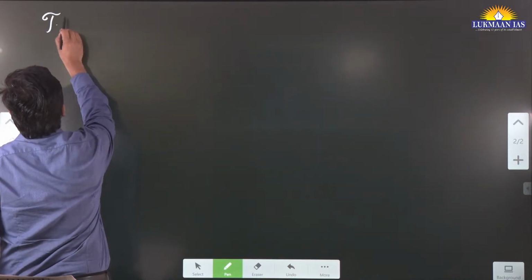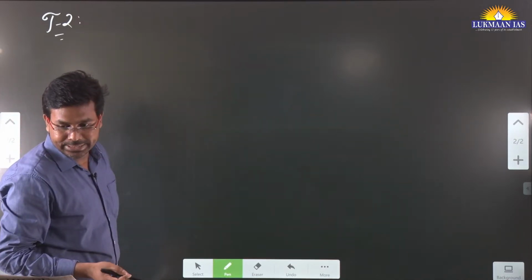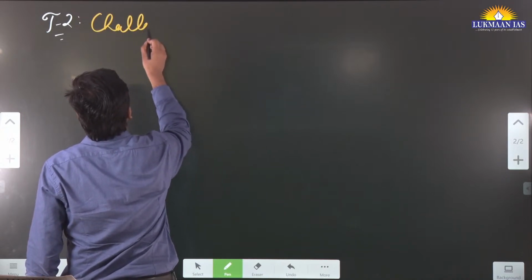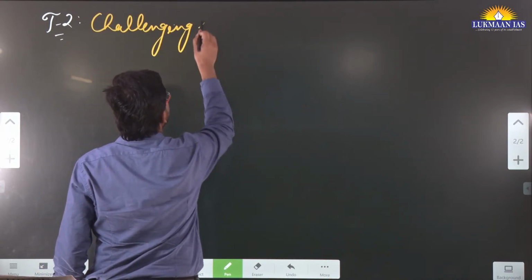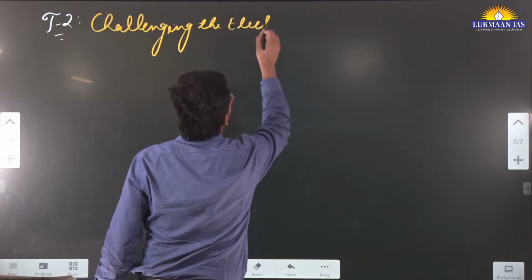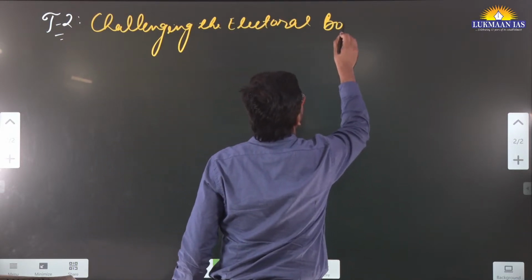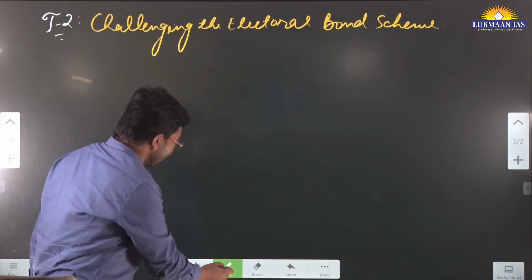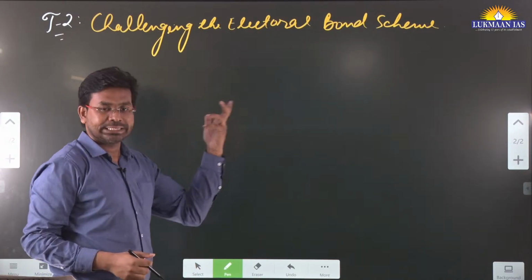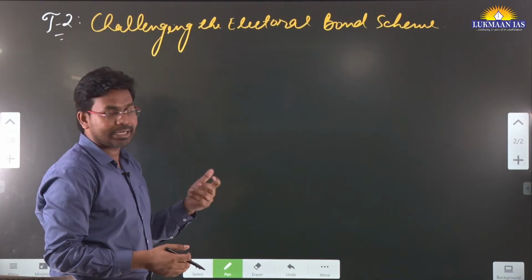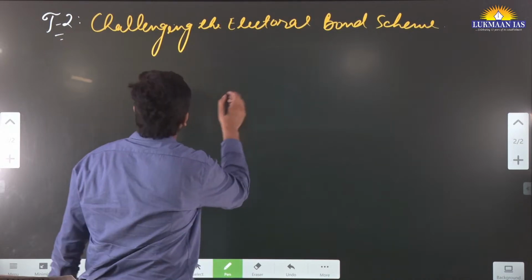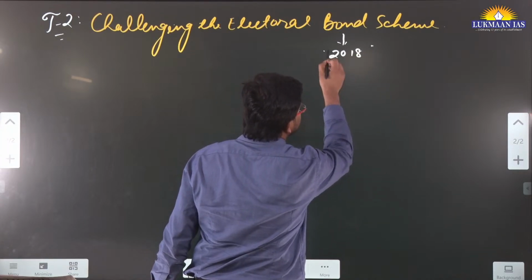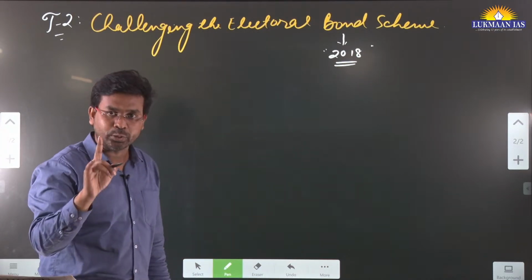So now we are discussing topic number 2, and the name of the topic is challenging the electoral bond scheme. So what do we mean by electoral bond scheme? What is an electoral bond? This is an important thing, okay? We are going to discuss this particular scheme. This scheme was announced by the central government in 2018, right?